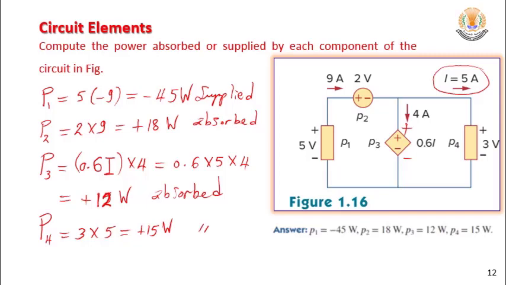You can make a cross check that your answer is correct. How? Balance of power. Summation of power should be minus 45 plus 18 plus 12 plus 15. It's clear zero. This means it's okay. Balance of power. Is it clear? Next.